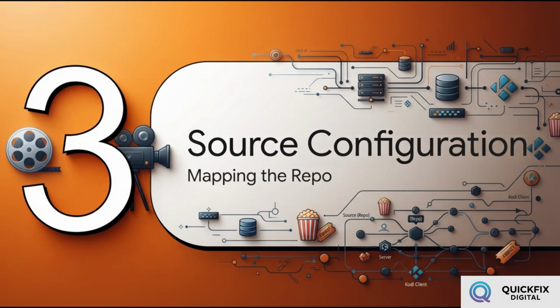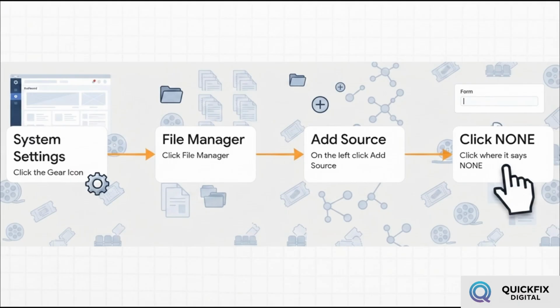All right, Section 3, System Source Configuration. So, starting at your main system dashboard, you're going to head up to the top left and click that little gear icon for System Settings. From there, open up the File Manager, click Add Source over on the left side, and then, this is the easy part, just click directly on the text box that says None.